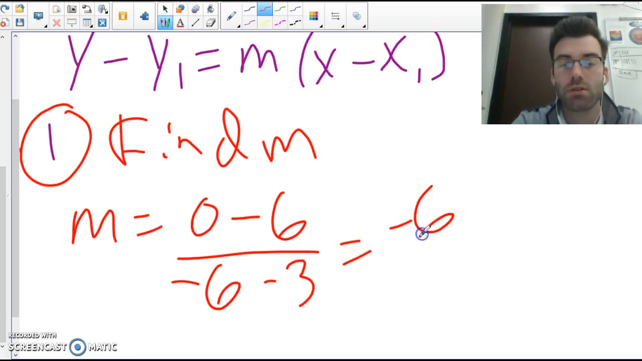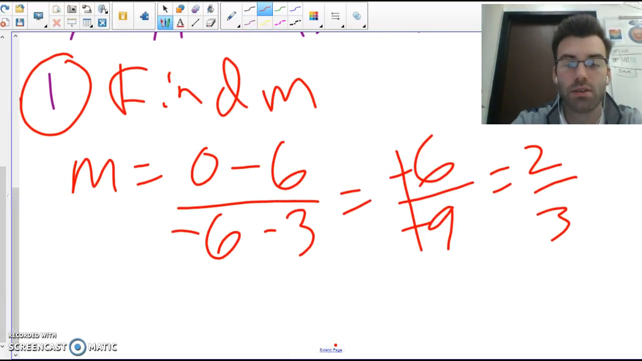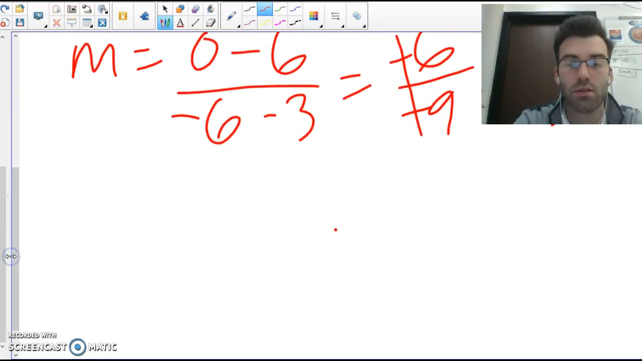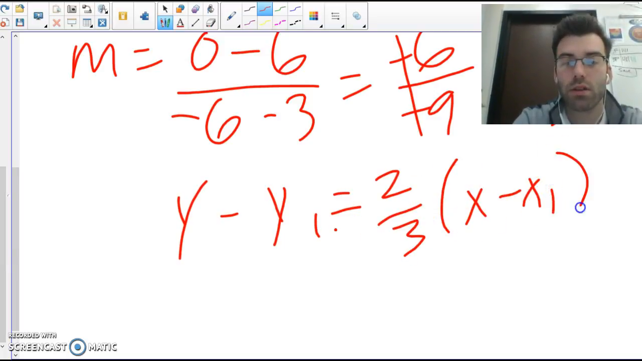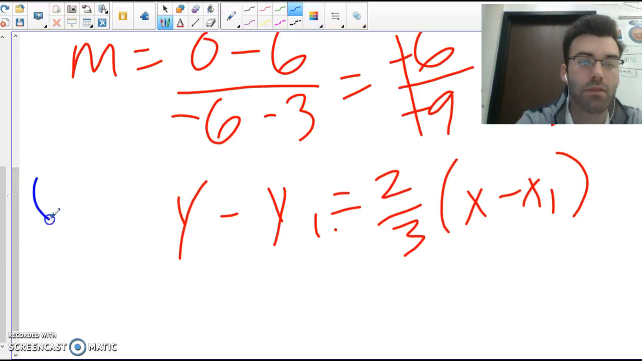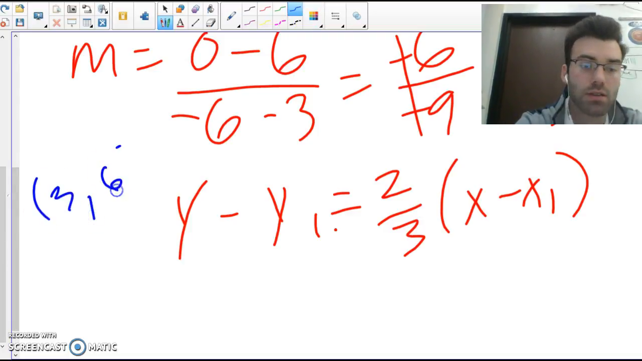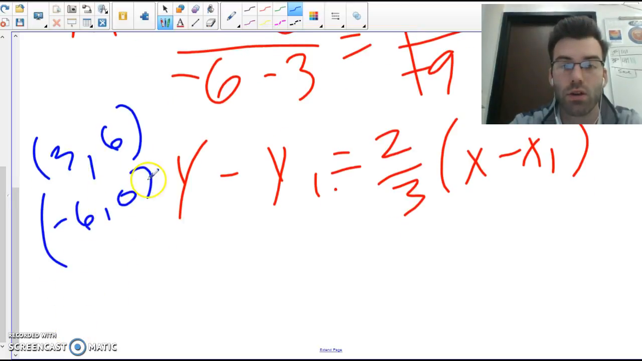Negative 6 over negative 9. Negatives cancel. 2 over 3. Now this is the new part here. So here's my slope. I have y minus y1 equals 2 over 3 times x minus x1. And x1 and y1 are points on your line. I have 2 points on my line. I have 3, 6 and negative 6, comma 0. I'm going to choose the first one. You could also choose the second one.